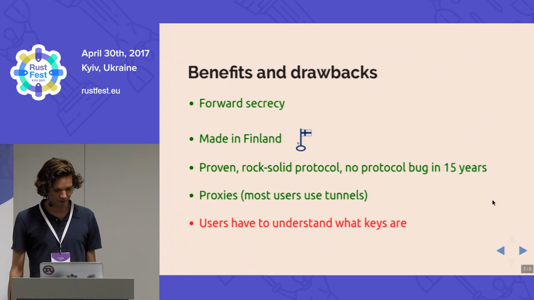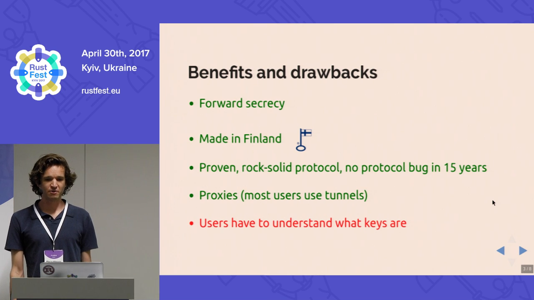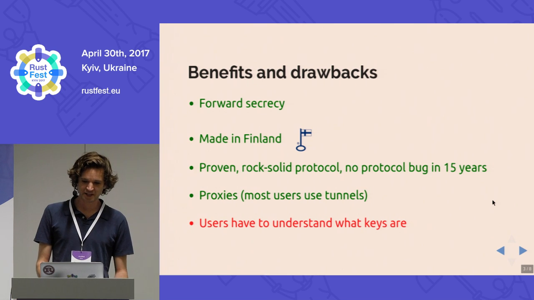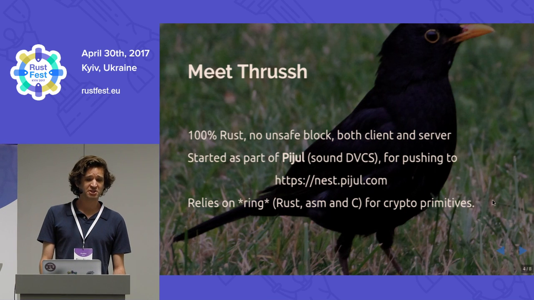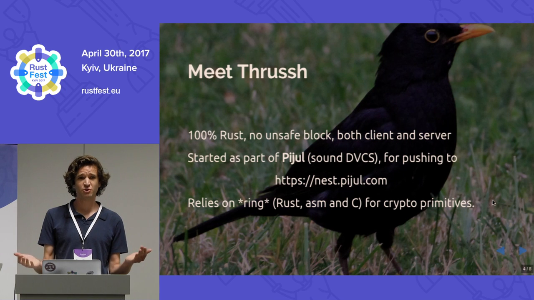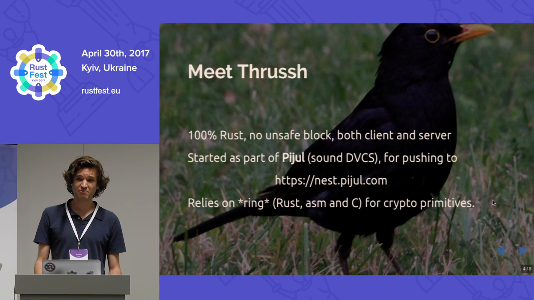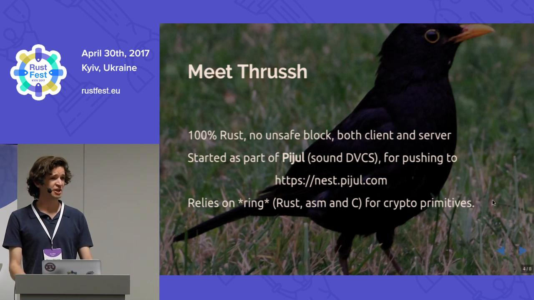As part of a project I was involved in, Pijul, a mathematically sound distributed version control system, or basically a replacement for Git, I wrote this library, this crate called Thrussh. It's 100% Rust code. It has no unsafe block, so no escape from the compiler. The compiler will yell at me, and I appreciate that, Liz.